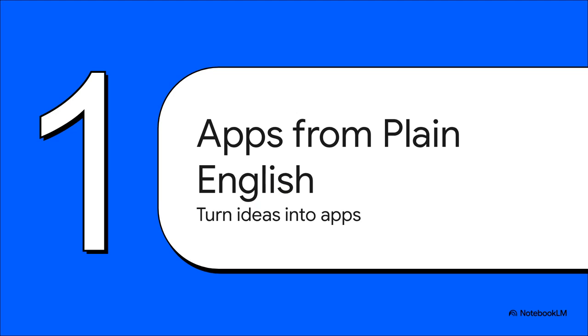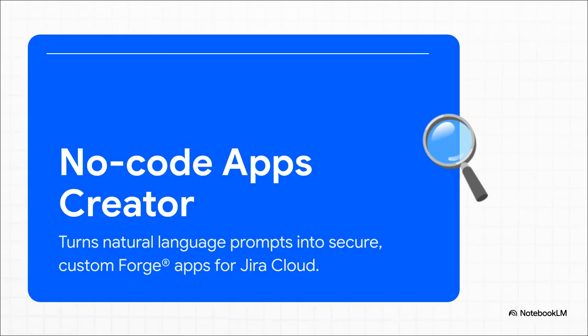Well, that's exactly the problem that a new breed of tool is trying to solve. And the idea behind it is actually incredibly simple. What if you could just describe what you need, in plain English, and have that turn into a real working app? And this is it. It's called the No-Code Apps Creator. Basically, think of it as a super smart translator. You give it a prompt in natural language, just like you'd type into a chat, and it turns that into a secure custom app that lives right inside your Jira instance. It's turning your ideas into actual software.